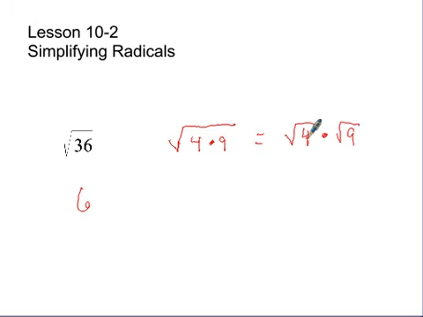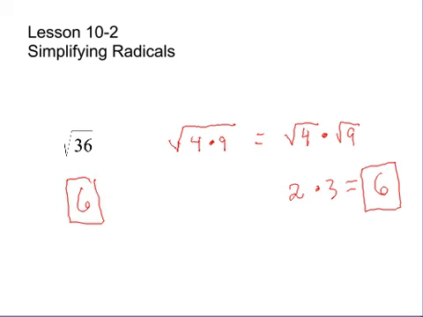What is the square root of 4? 2. And what is the square root of 9? 3. And what is 2 times 3? 6. So this lets us see how some things are going to work as we simplify. Now, I understand that this long drawn out thing is not simpler than this, right? This was simpler.